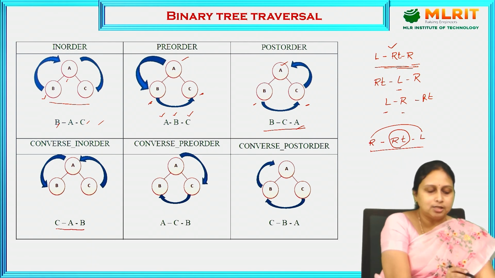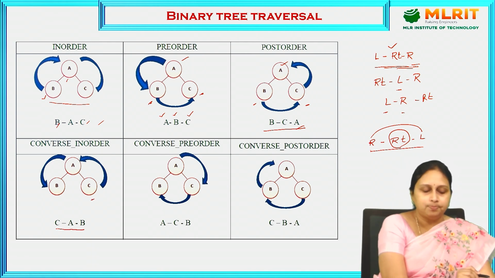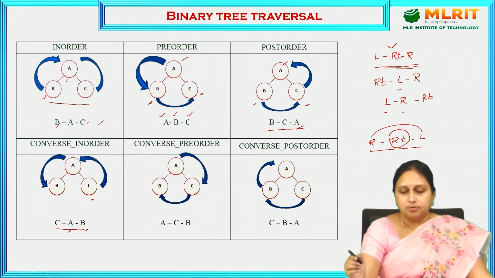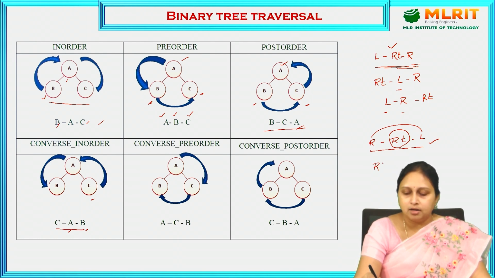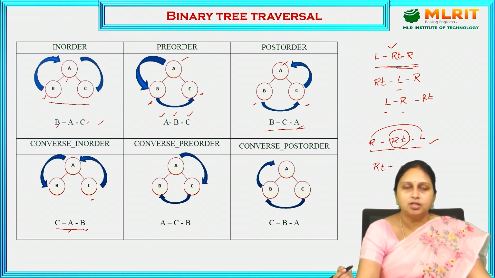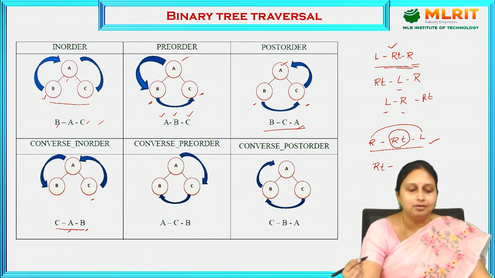Now you can see here, first we are going to visit the right child, then the root node, and then the left subtree. This is for the converse in order. In the same way, we are going to use it for the pre-order and post-order also. In pre-order, you know that the root will be the first node to be visited, and after that we visit the left and right. Converse pre-order means reverse to that: first root, then right, and then left subtrees are going to be visited.